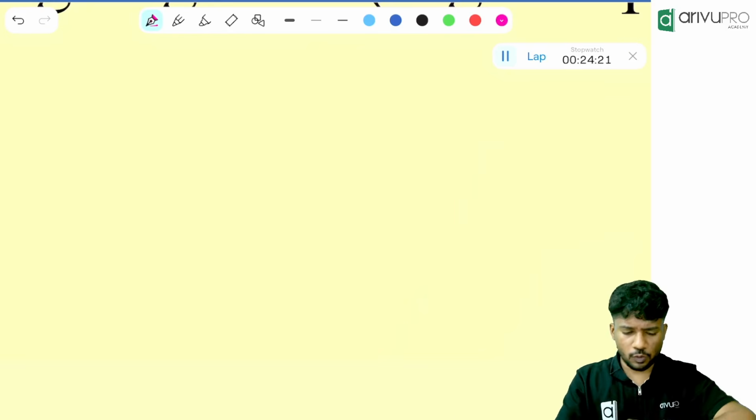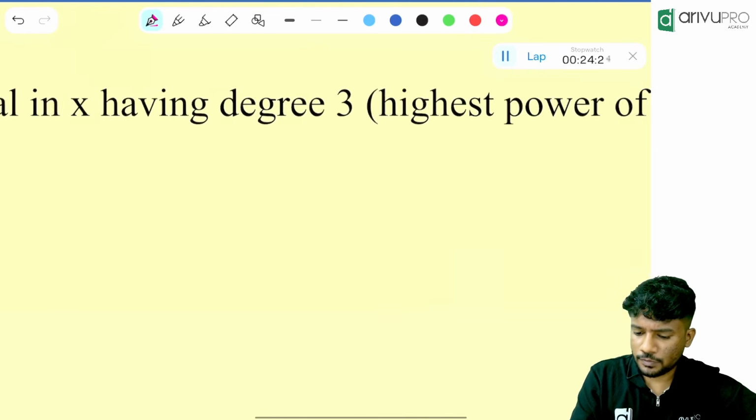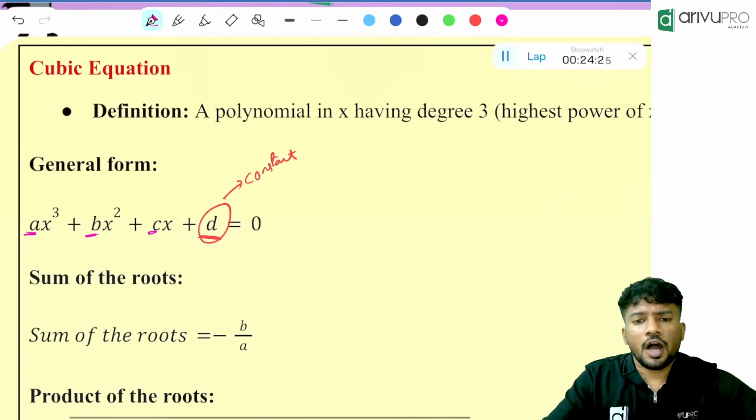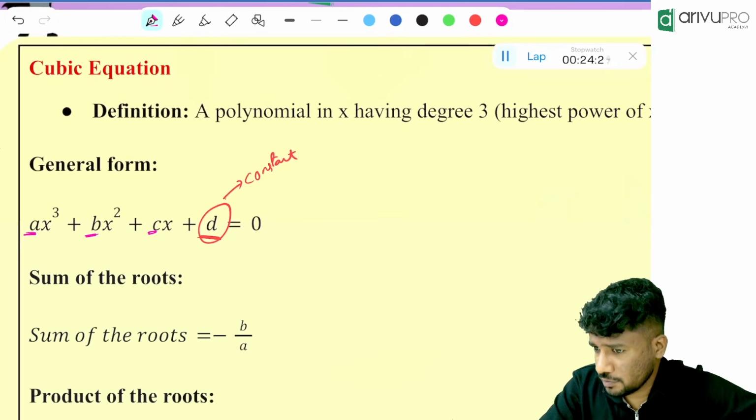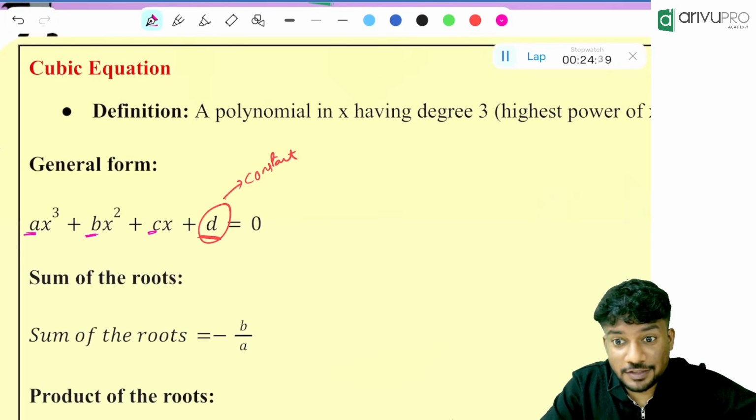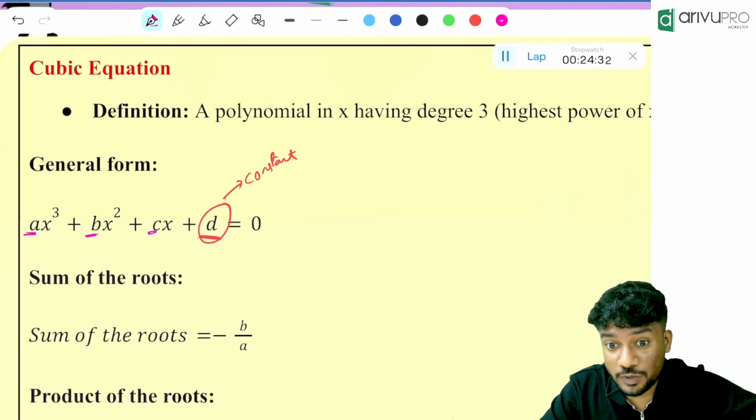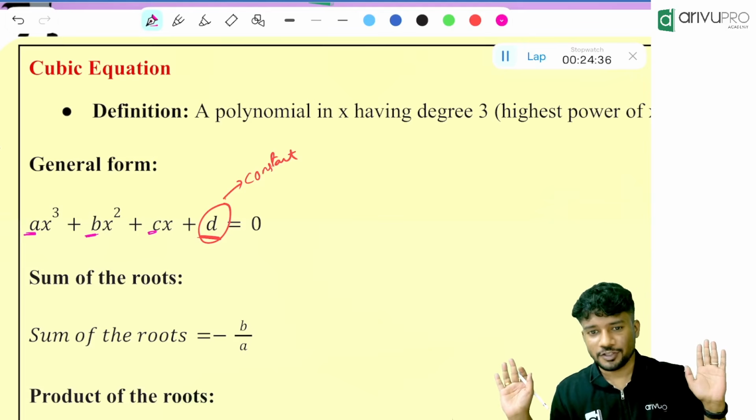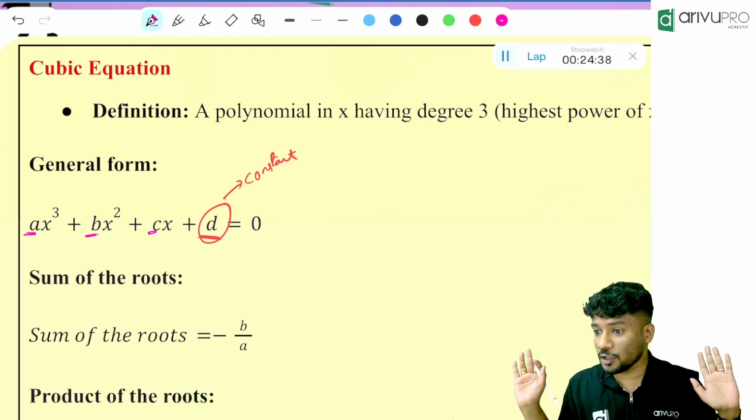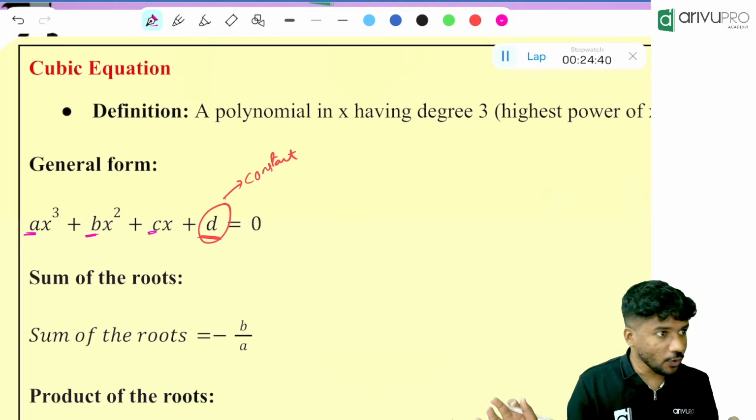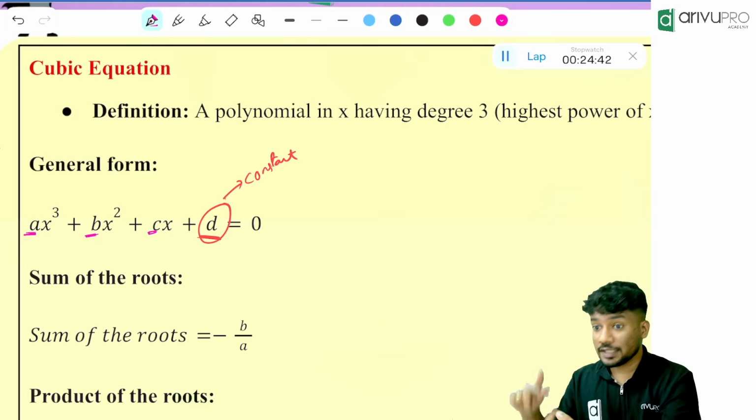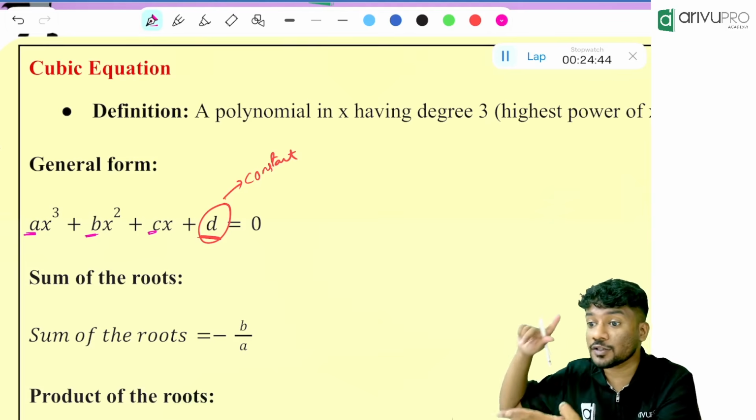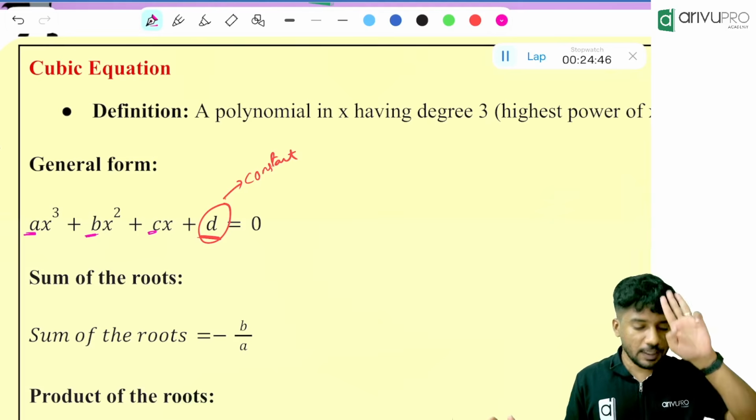Correct. Now, how many zeros are there then? 3. Zeros and roots are the same. Zeros means, if I substitute the root over here, I should get a 0. So, whichever value makes the equation's LHS and RHS equal to 0, that is called what? Root. Solution. Zeros. Keep it in your mind.